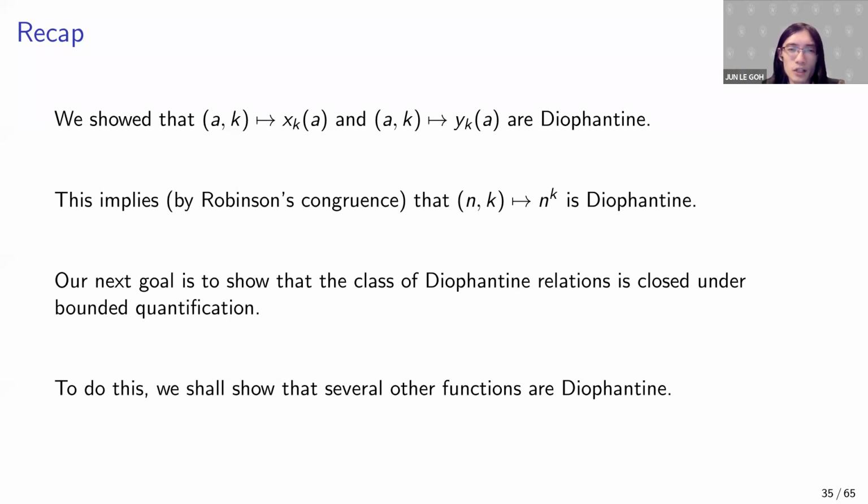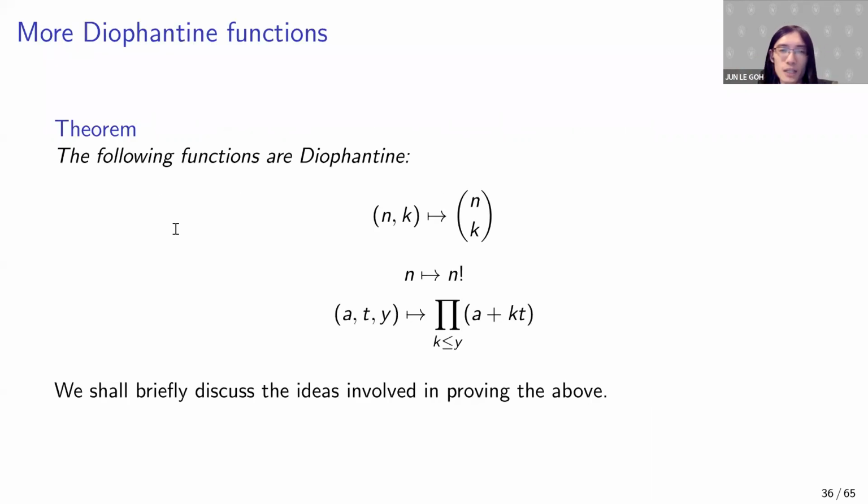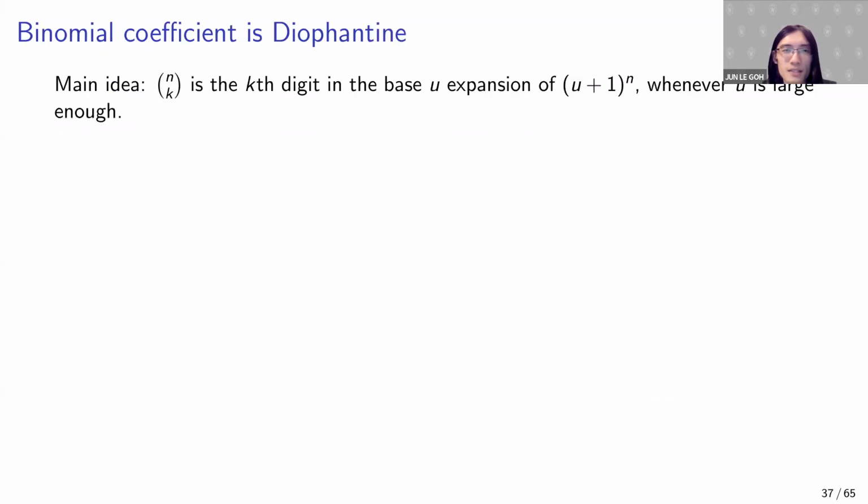So in order to get bounded quantification, we have to prove that a few other functions are Diophantine. Here are some of them that we will need. We have the binomial coefficient, we have the factorial, and we also have this weird product thing. I'm going to briefly talk about how one would prove the above. This will be very scant on the details. So let's start with the binomial coefficient.